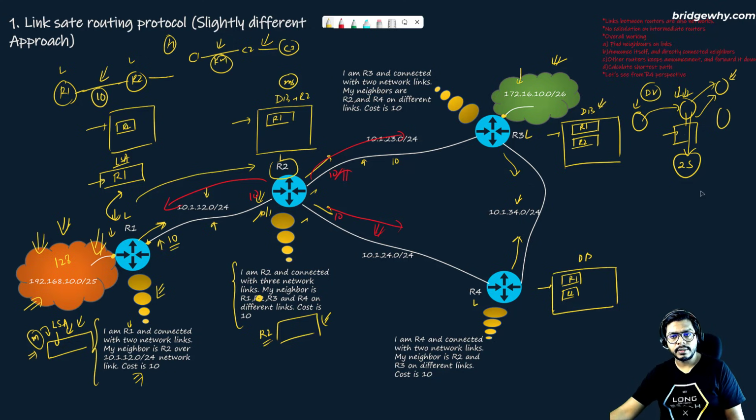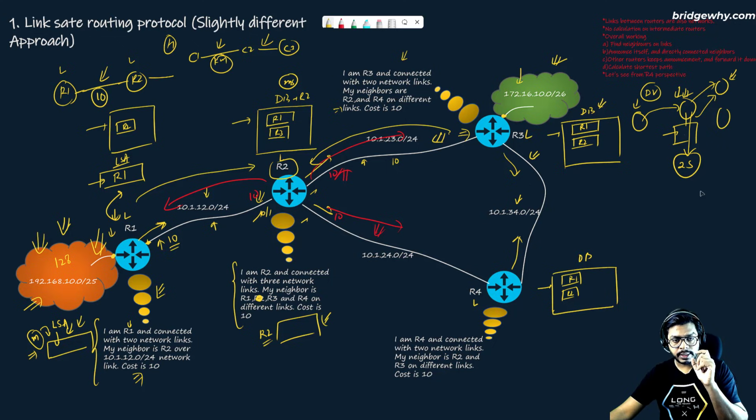As simple as that. Similarly, R3 is going to advertise its LSA in which it is going to say, I am R3 and connected with two network links. Which ones? This one and this one. And of course, on these links, we have R2 and R4 as neighbors. And again, it is saying the cost is 10. So for cost, I have taken 10 for everybody because I see that these links are the same. If that is the case, then R3 is going to advertise it towards R2. R2 is going to put this into its database, meaning R3. It is as simple as that, right?